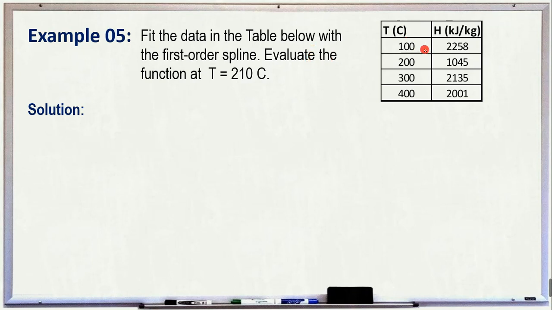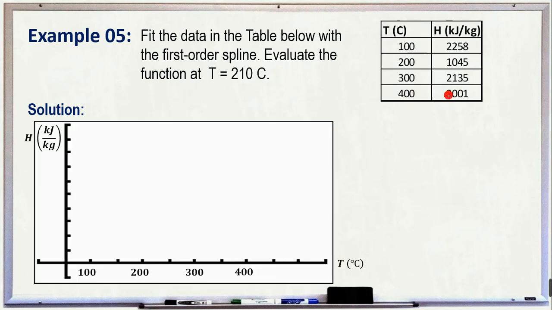Now, for this example, we're given a table whose first column is for the temperature in degrees Celsius, and the second column is for the values of the enthalpy at the corresponding temperature. So the enthalpy is in kilojoules per kilogram. That is, for 100 degrees Celsius, the enthalpy is 2,258 kilojoules per kilogram, and at 400 degrees Celsius, we have an enthalpy of 2001 kilojoules per kilogram.